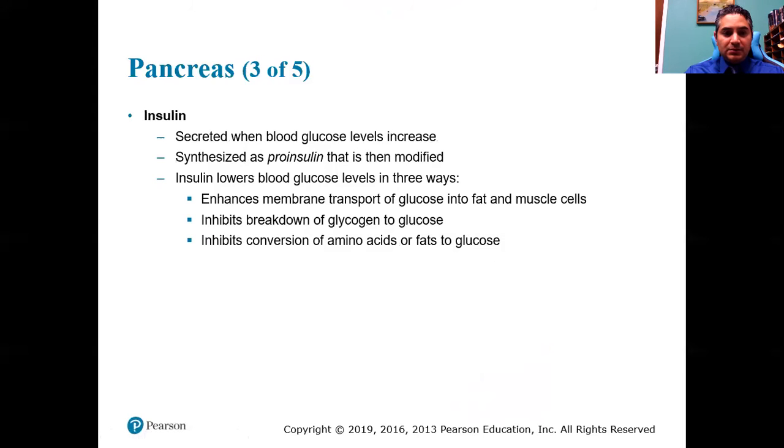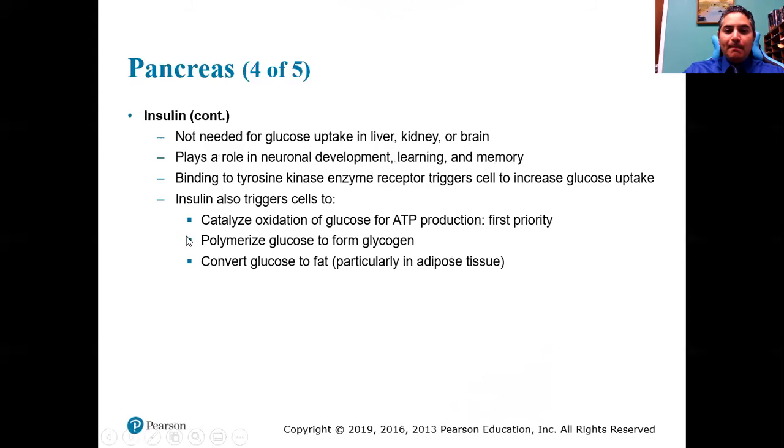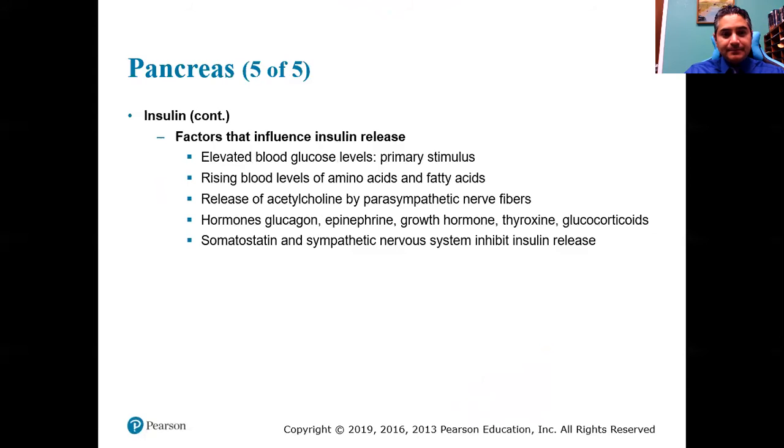Okay, so let's go over here. Polymer, many of, right? Glucose. There's a lot of glucose in the blood. What can we do with it? Hey, we can make glycogen. Right? Get it out of that blood, make some glycogen, and convert glucose to fat, particularly in adipose cells, fat cells.